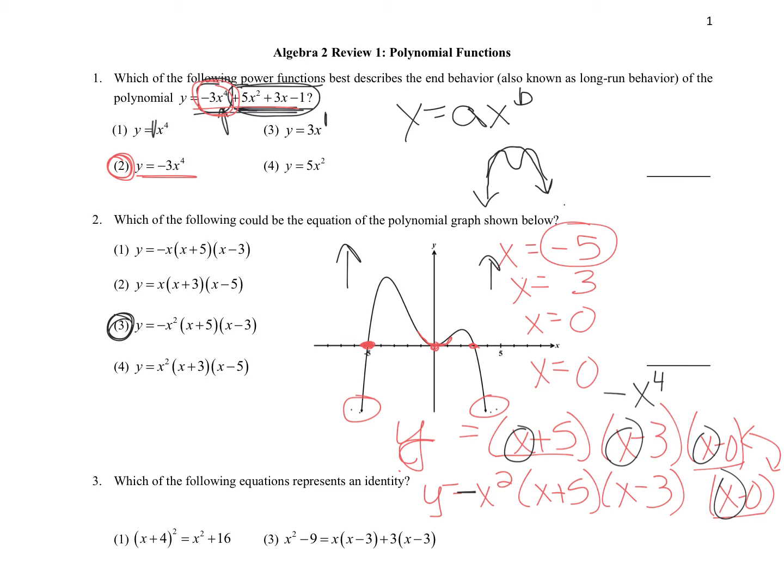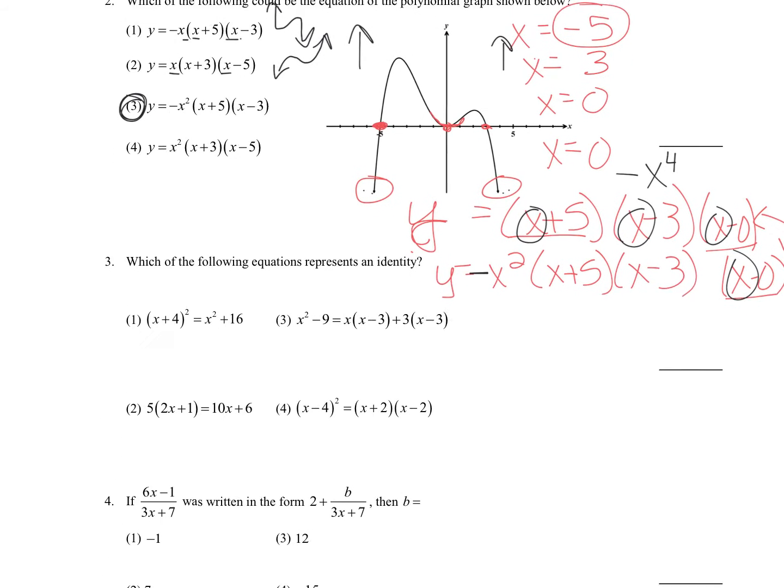And let me just erase this. The other two don't show the double roots. I'm just going to draw what those graphs would look like. This is 1, 2, 3, so an x cubed, and it's negative, so this graph would look something like this for the end behavior. This one, 1, 2, 3, and it's positive, so this one would look something like that for the end behavior. Those are cubic graphs.